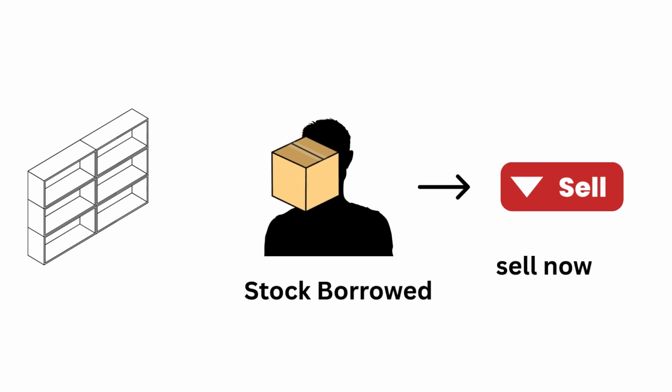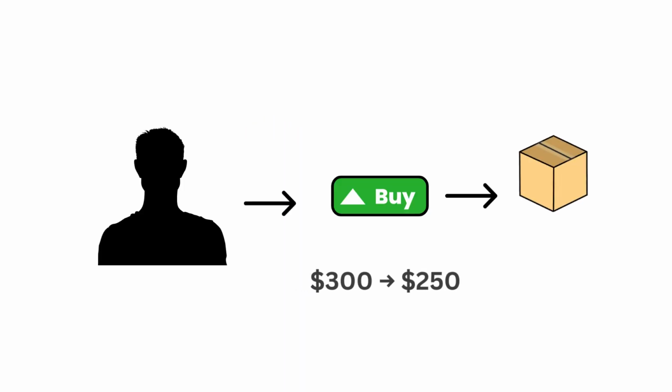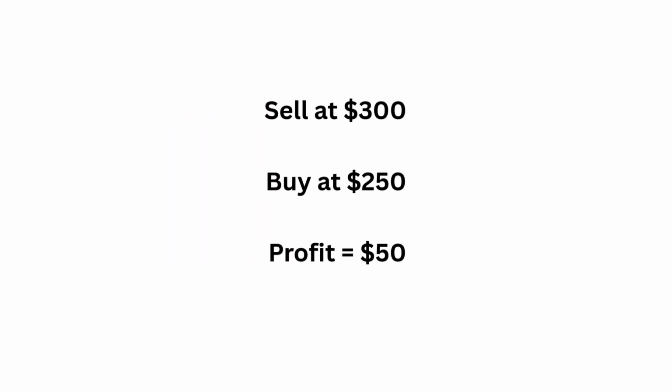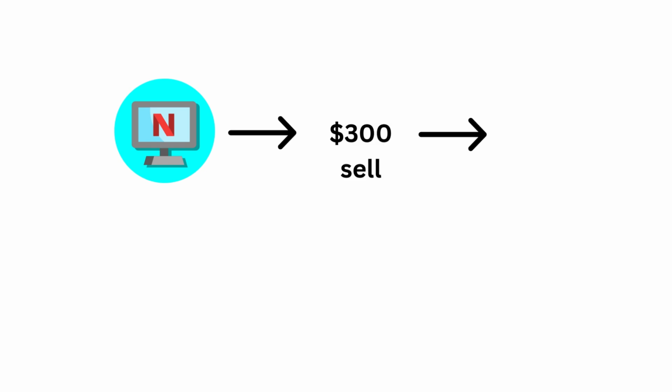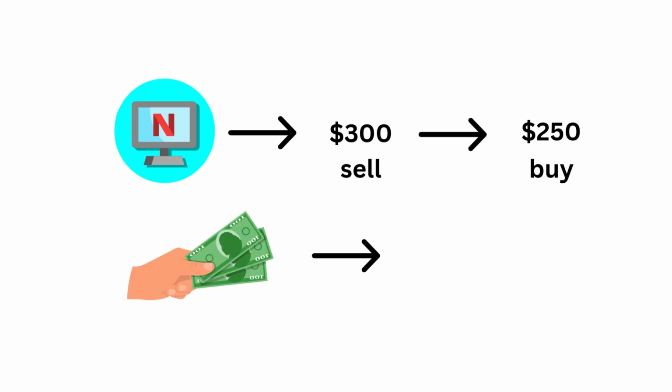Short selling. Short selling means borrowing a stock and selling it now, hoping to buy it back later at a lower price. If the price drops, you profit. Example, you short sell Netflix at $300, buy it back at $250, and keep the difference.